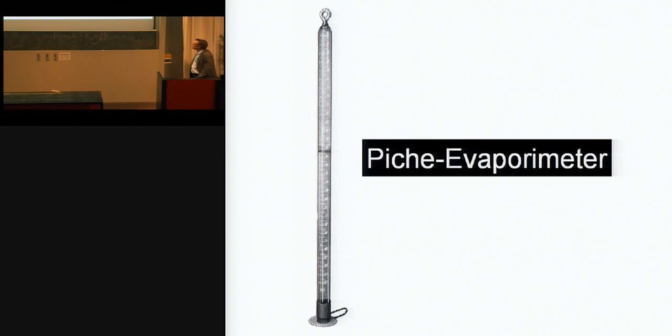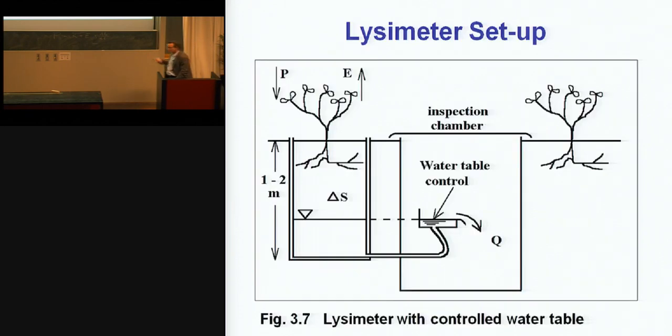Now let's look at the lysimeter. A lysimeter, as I said, is a tank buried in the ground. You see here, this is a tank. Here you have even some vegetation in that. You know exactly how deep it is. Could be a few meters. It could also be more shallow.